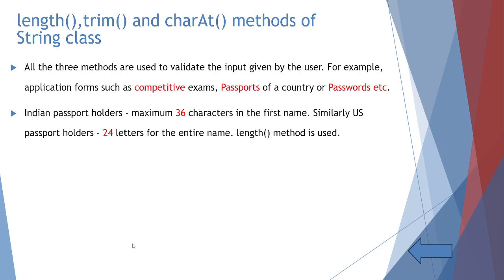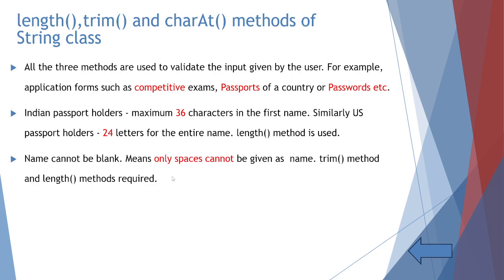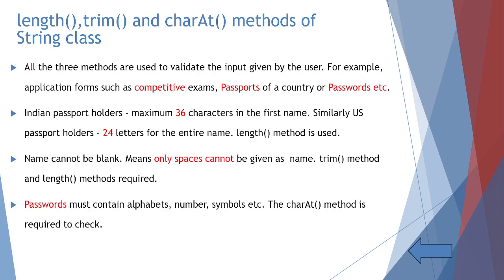Maybe these numbers are changing a little. Name cannot be blank, meaning only spaces cannot be given as a name. So we use the trim method to cut leading and trailing blanks, and then length. Passwords must contain alphabets, numbers, symbols, etc. And the charAt method checks whether all of them are present or not.